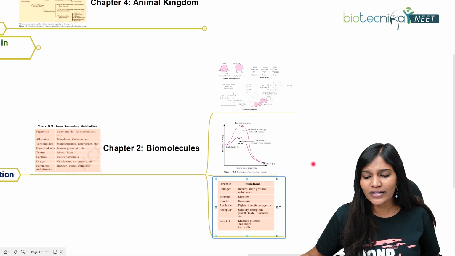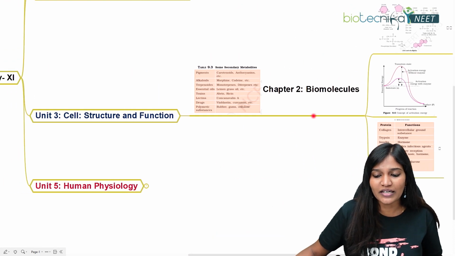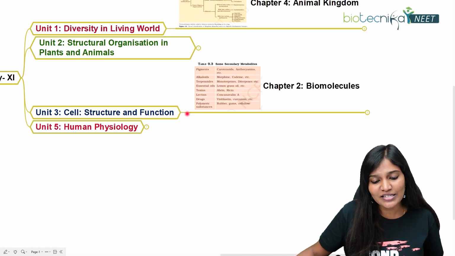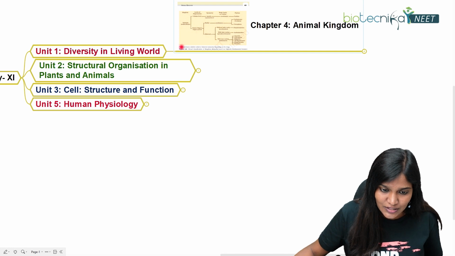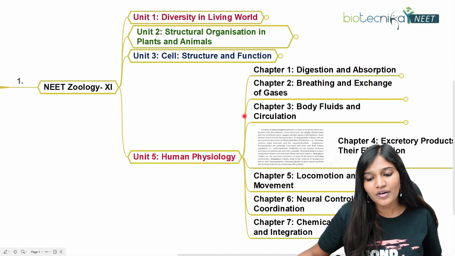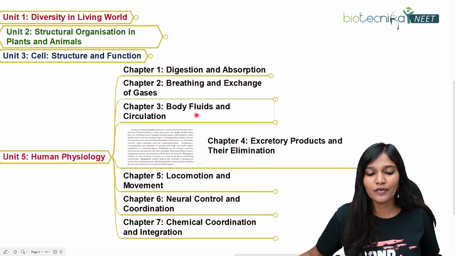So I didn't include one tabulation which talks about the percentage of water molecule, protein, everything. So that also you can look in for. The next most important thing is human physiology. So first, human physiology, I would suggest what you can take up is, first you can target breathing and exchange of gases. So first study breathing and exchange of gases, then study body fluids and circulation.